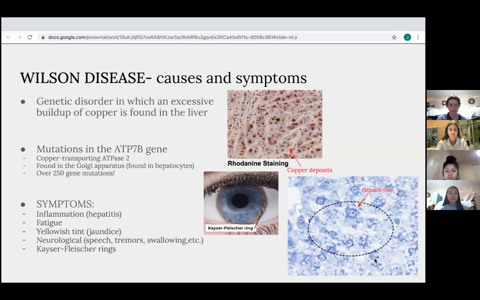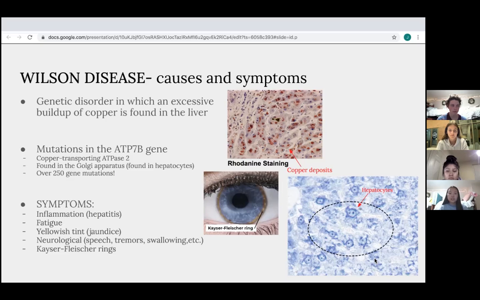So the first disease we're going to be talking about is Wilson disease, and I'll be going over the causes and the symptoms. So in simple form, Wilson disease is a genetic disorder in which excessive buildup of copper is found in the liver. So right here on the right in that picture, you can see this is a rhodanine staining, and all of those darker little spots that the arrow is pointing to are just copper deposits, just excess copper deposits.